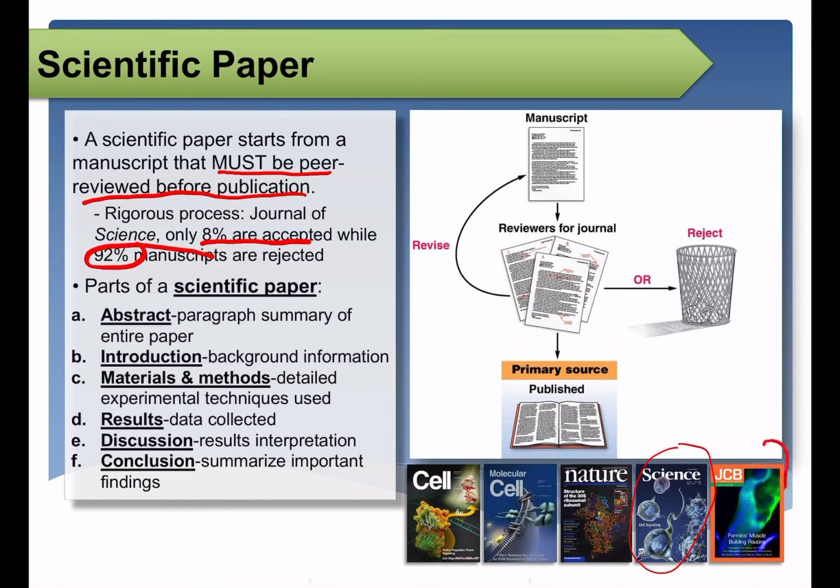And these squares here are examples of more common high-end scientific journals such as Cell, Molecular Cell, Nature, and the Journal of Cellular Biology. These are popular scientific journals that you may see when you visit a clinician's office in the waiting area or something.